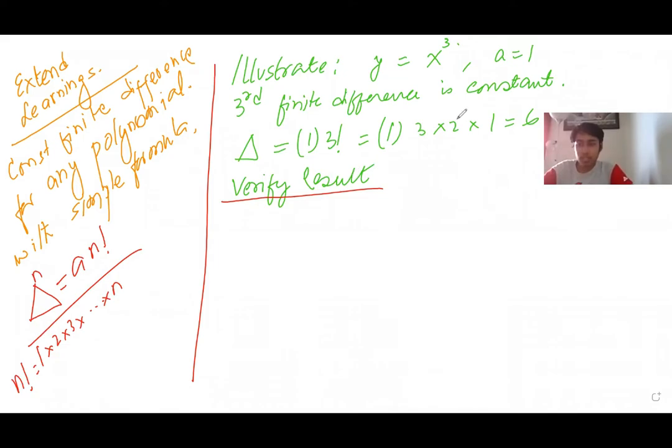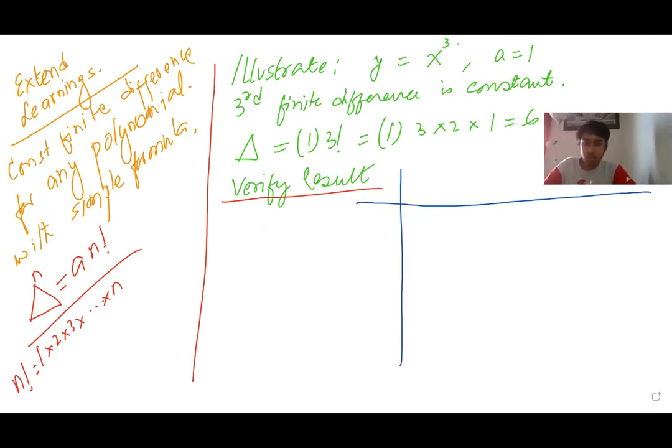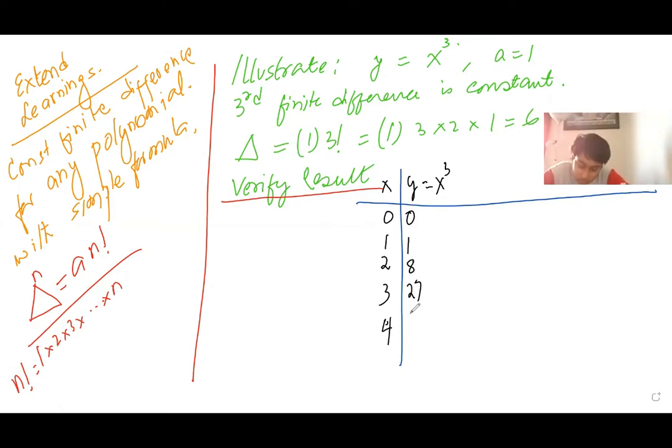Let's verify the result. So I'm going to take this example, y equals x cubed. Let me calculate now, just to verify. If I take different values of x, let us take simple values 0, 1, 2, 3, 4. Then the y value, which equals x cubed, will be what? 0 cubed is 0, 1 cubed is 1, 2 cubed is 8, 3 cubed is 27, 4 cubed is 64.